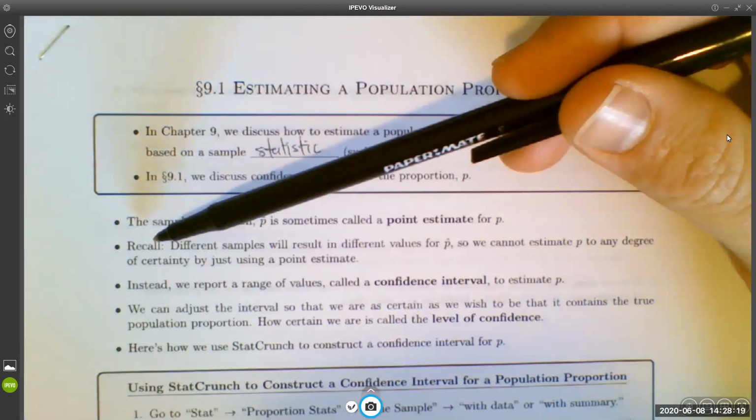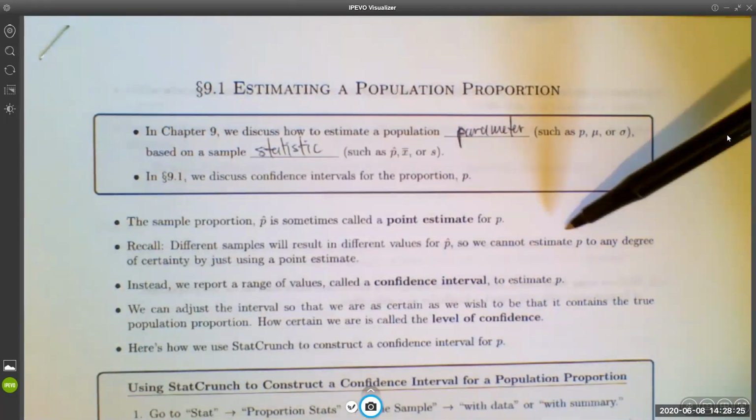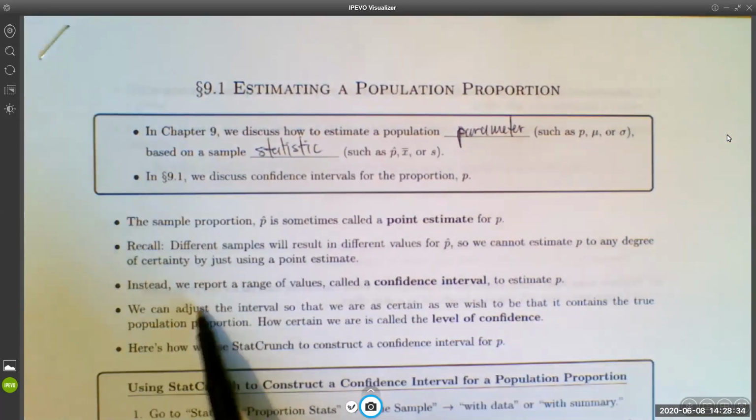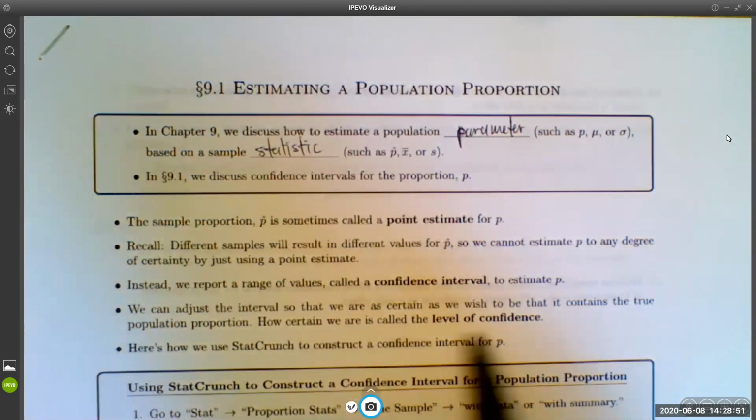Now, as I just finished saying, different samples are going to result in different point estimates. So we can't estimate p to any degree of certainty just by using a point estimate p hat. Instead, what we're going to do is report a range of values called a confidence interval to estimate p. And we can adjust that interval so that we're as certain as we wish to be that the interval contains the true population proportion. How certain we are is called the level of confidence. And there's a give and take between how certain we are and how good the information is, okay? And I'll talk about that as we look at an example.